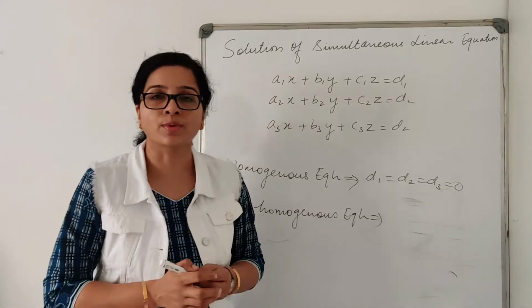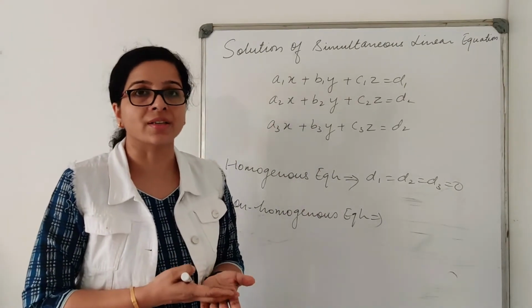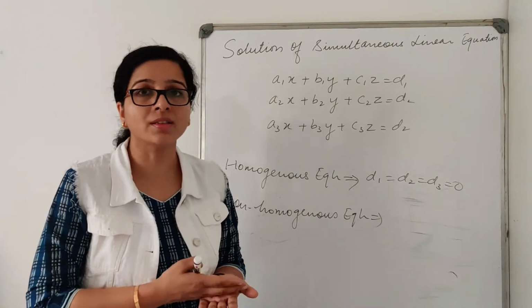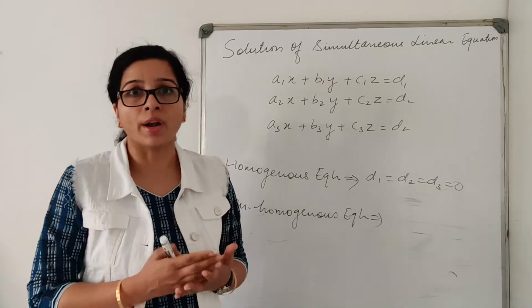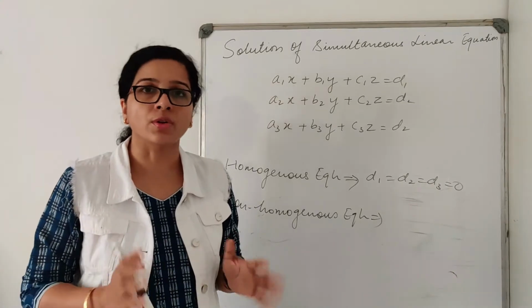We have two types of equation. One is consistent, another is inconsistent. Consistent means we have a solution, whether it is unique or infinitely many solutions. Inconsistent means we don't have a solution for the equation.